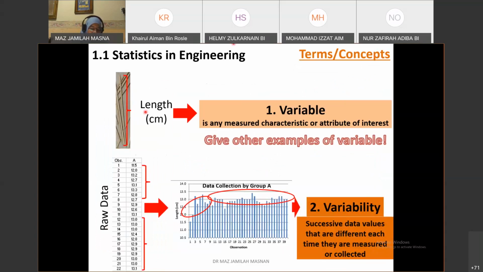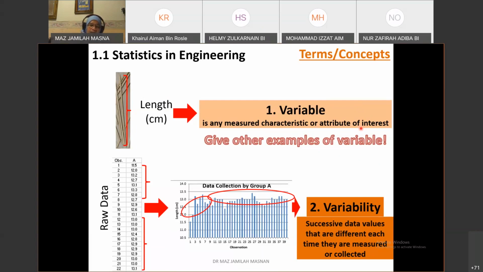When we measure the length of these skewers, this length is what we call a variable. What is a variable then? A variable is any measured characteristic or attribute of interest. So what is your interest in that data? You are interested in the length of the skewer, so that length is what we call a variable. And that variable in statistics is denoted as capital X. Now, what is variability?